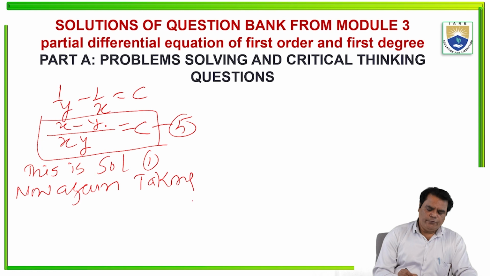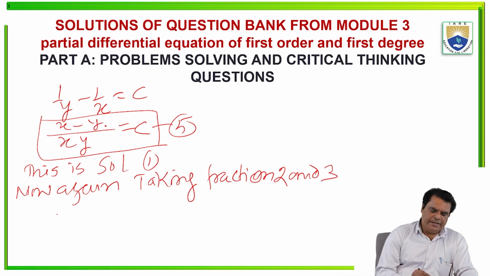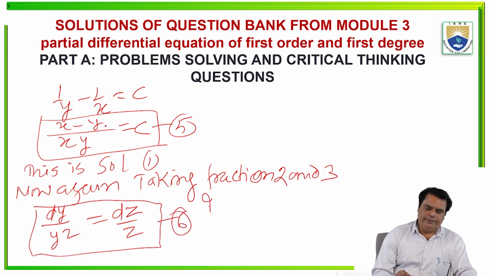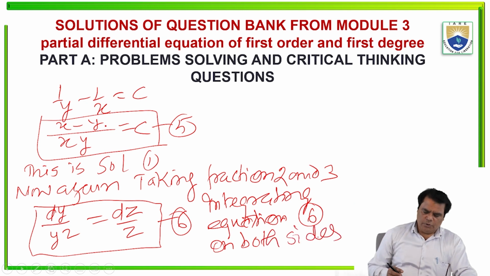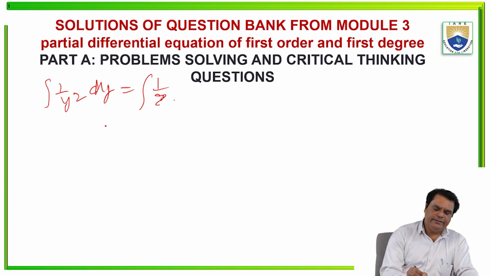Now again, taking fraction 2 and 3, we get dy upon y square equal to dz upon z. This is equation 6. Integrating equation 6 on both sides, we get integration of 1 upon y square dy equal to integration of 1 upon z dz.